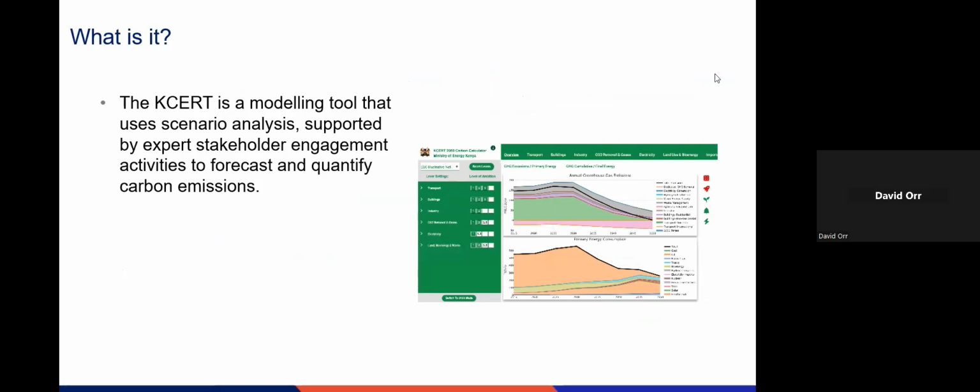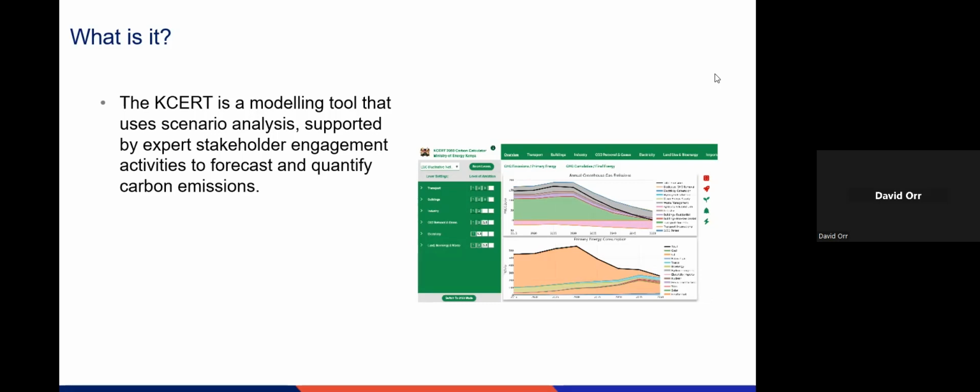And then it uses scenario analysis to look at different pathways for decarbonization and their impact in terms of reducing overall greenhouse gas emissions, as well as sectoral greenhouse gas emissions and different means of energy consumption. It was highly supported by expert stakeholder engagement, different activities to forecast and quantify carbon emissions. So at the heart of the tool is in-depth sectoral work, so it was built with a lot of sector engagement.